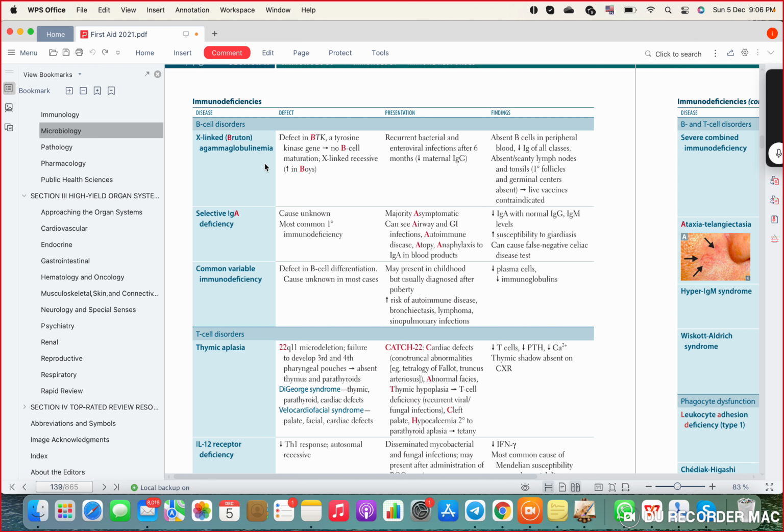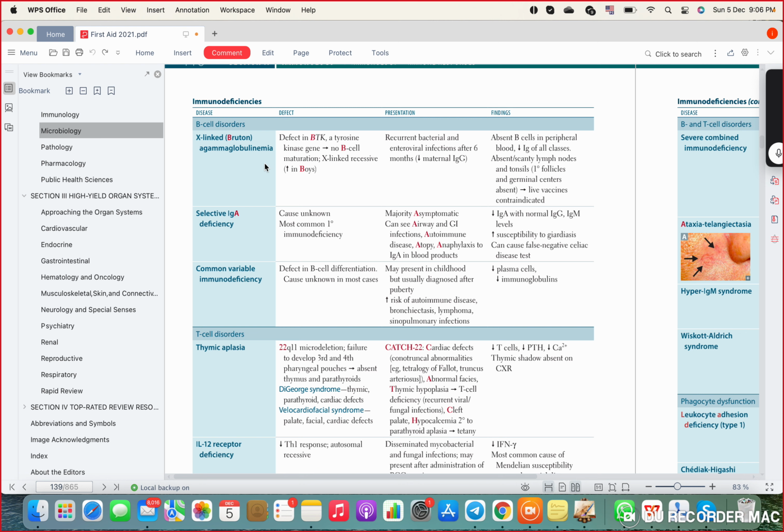They are also atrophied, doc, because there won't be any tonsils, because there won't be any B cell maturation or production. Mm-hmm. What about their thymus? Thymus will be fine, doc, because there's no problem with the T cell maturation. Yep, exactly. Thymus will be fine.